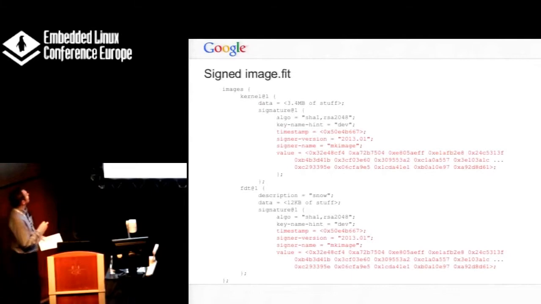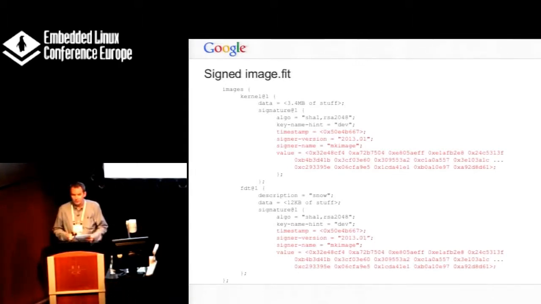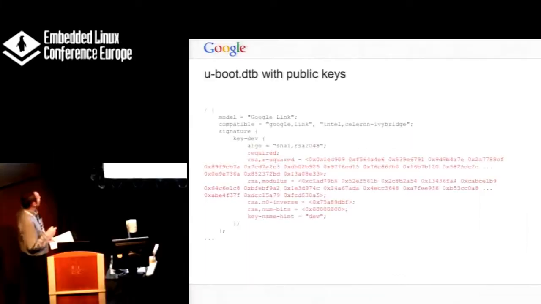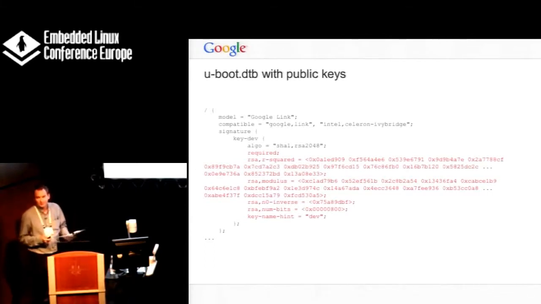So what does it look like? Well, this is what you end up with when you sign a FIT. MakeImage will put some additional stuff in here. Here's the actual signature, and a bit of information about the algorithm and the signer and so on is here. So here we've got two signatures. We've signed both of these images and we've produced two 2048-bit signatures that get stuffed in there. What about the public keys? Well, the public keys get put into the U-Boot device tree file. That's going to have to go in your root of trust so that it can't be changed, because if someone can change the public key, of course, all bets are off, right?